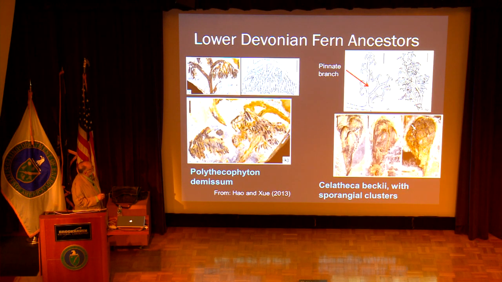Here's more lower Devonian fern ancestors, pinnate branch, the first pinnate branches. So this shows multicellular, multi-pinnae.